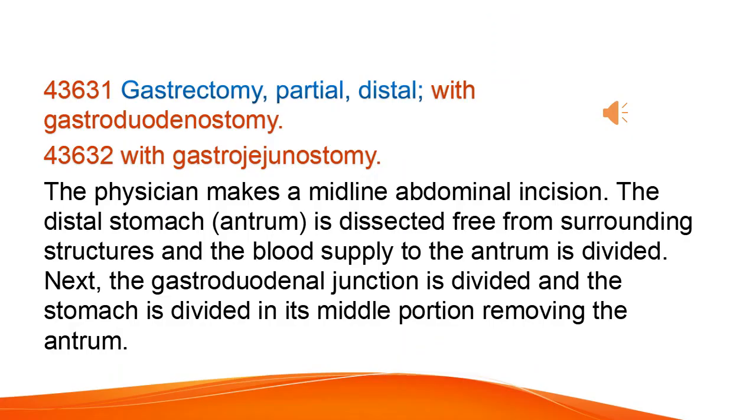Gastrectomy, partial, distal, with gastroduodenostomy. With gastroduodenostomy, the physician makes a midline abdominal incision. The distal stomach, antrum, is dissected free from surrounding structures and the blood supply to the antrum is divided. Next, the gastroduodenal junction is divided and the stomach is divided in its middle portion, removing the antrum.